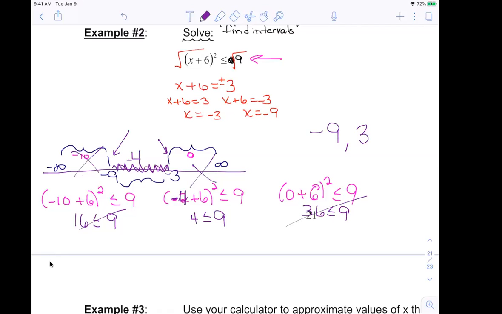So do we have brackets or parentheses? Gabby, what do you think? Is it going to be brackets or parentheses around these two numbers? Brackets. Yeah, why do you say brackets? Because it's less than or equal to. Exactly. So that symbol, less than or equal to, the equal to part means it's allowed to be those two numbers. Any questions with solving that polynomial?